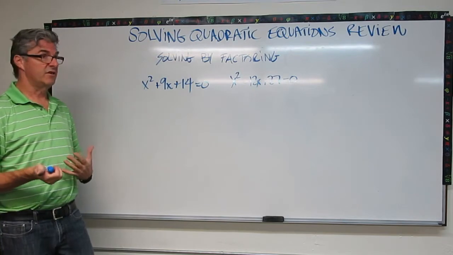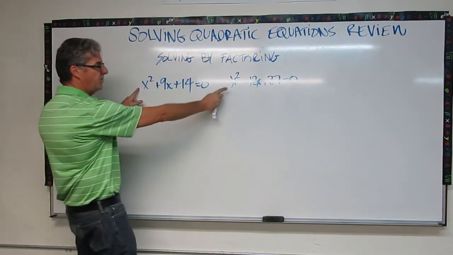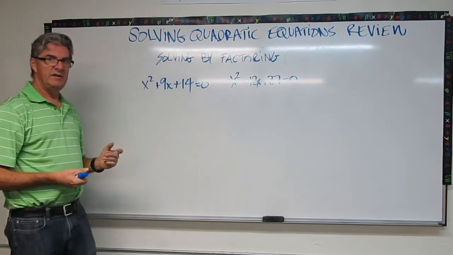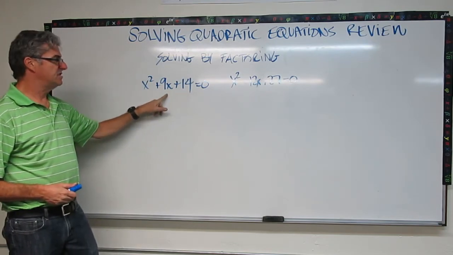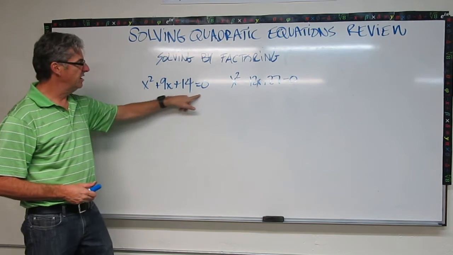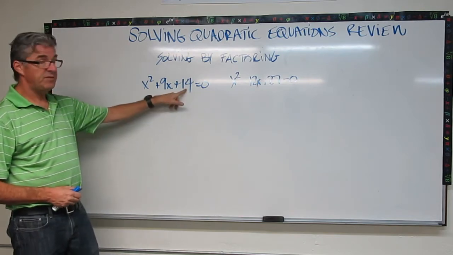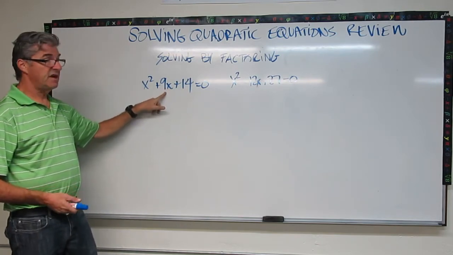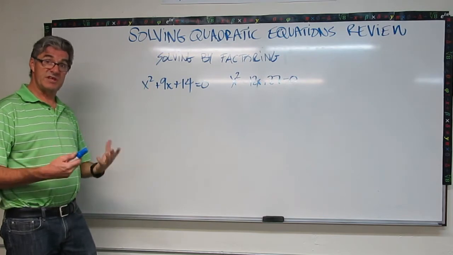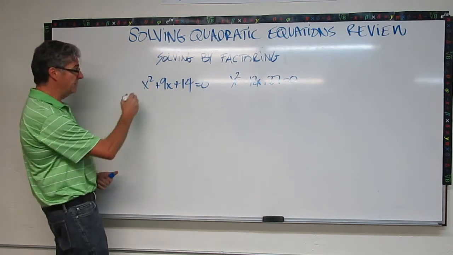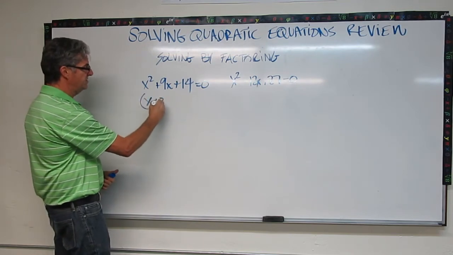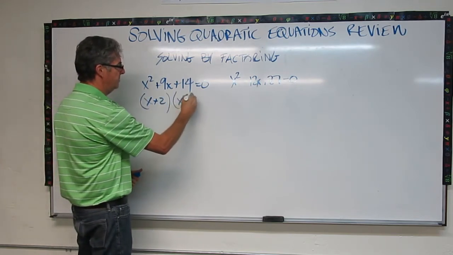Okay, the last factoring pattern that we used when we were solving by factoring was the product sum factoring. So this is when you don't have a number in front of the x squared term, and you find 2 numbers that multiply to the last term that add to the middle term. So let's try this one here. 2 numbers that multiply to 14 that add to 9. That would be 2 and 7. 2 times 7 is 14. 2 plus 7 is 9. So it's a one-stepper. You just go x plus 2 times x plus 7.